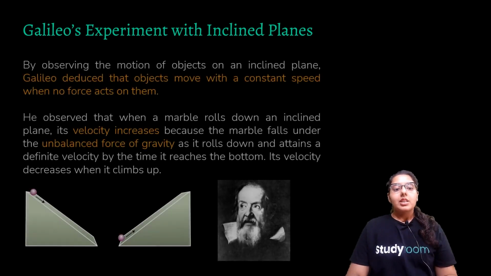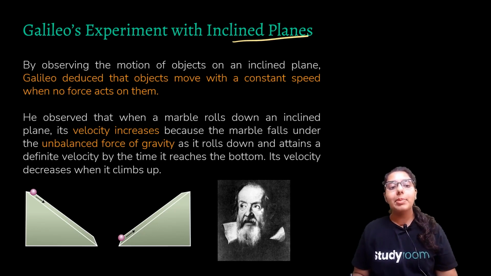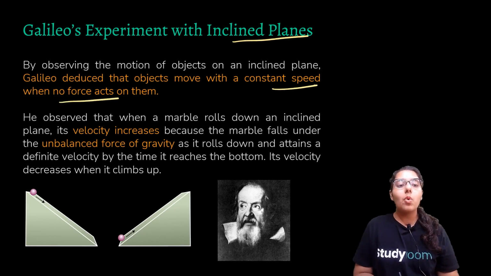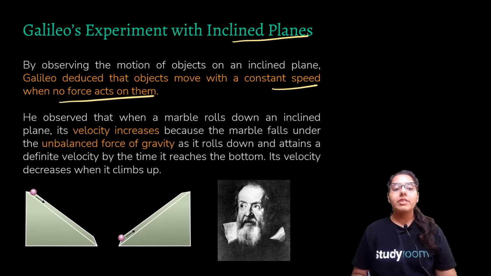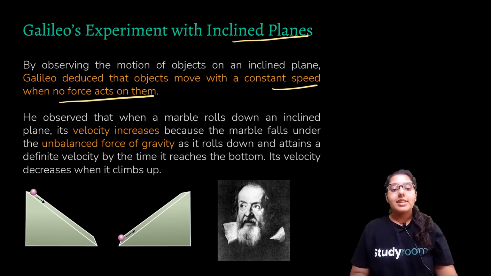Okay. So, Galileo's experiment with inclined planes. Let's study these. By observing the motion of objects on an inclined plane, Galileo deduced that objects move with a constant speed when no forces act on them. He observed that when a marble rolls down an inclined plane, its velocity increases because the marble falls under the unbalanced force of gravity. As it rolls down and attains a definite velocity by the time it reaches the bottom, its velocity decreases when it climbs up. So let's quickly discuss this.